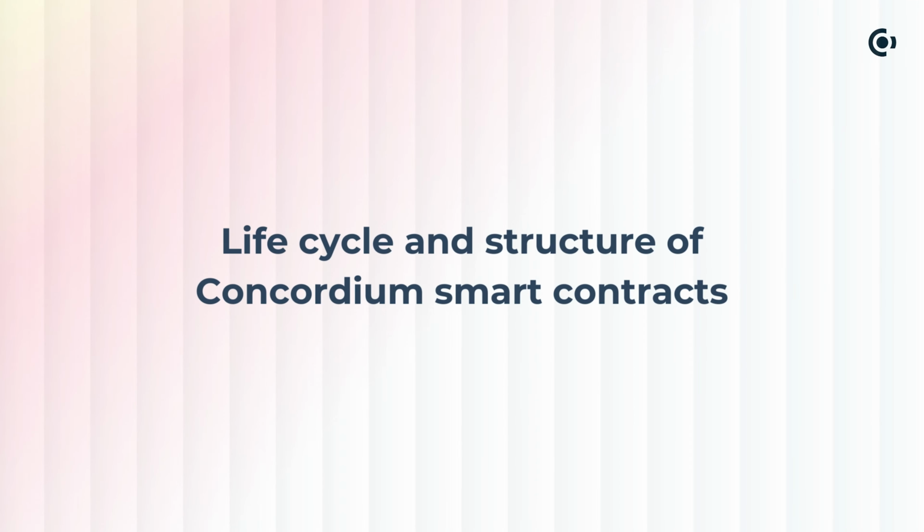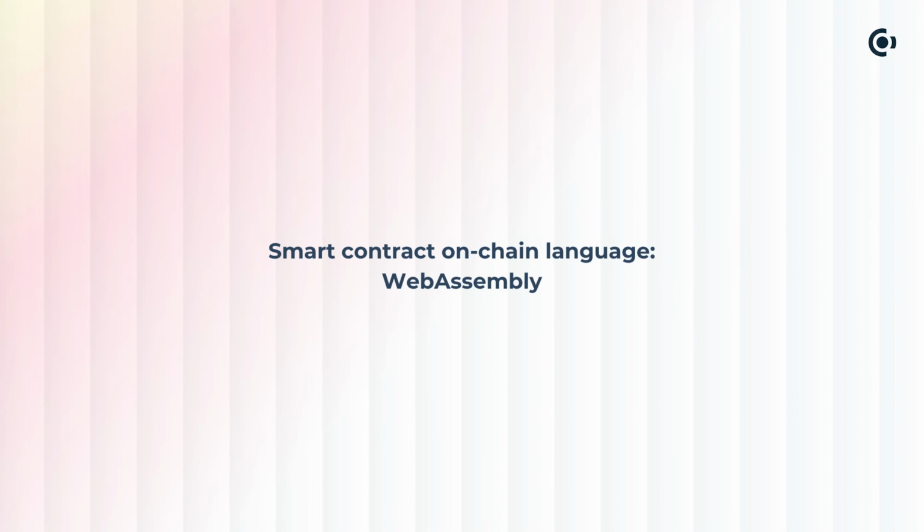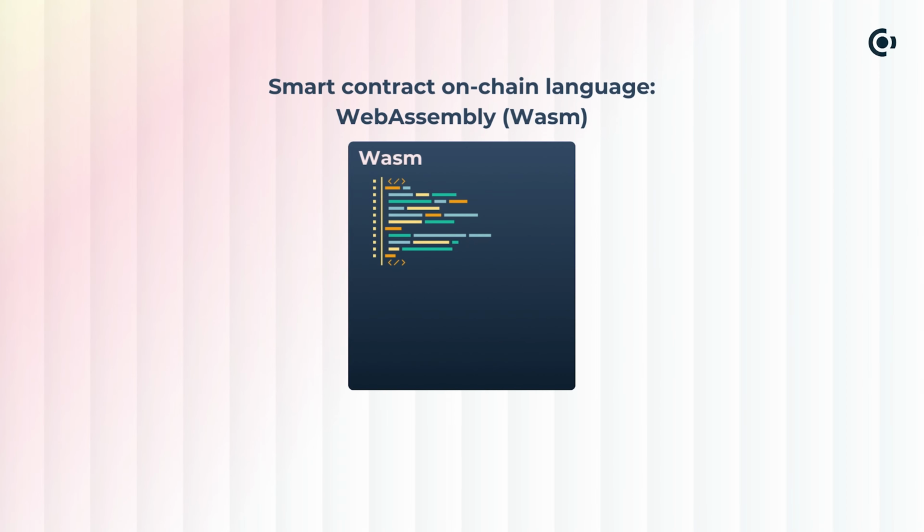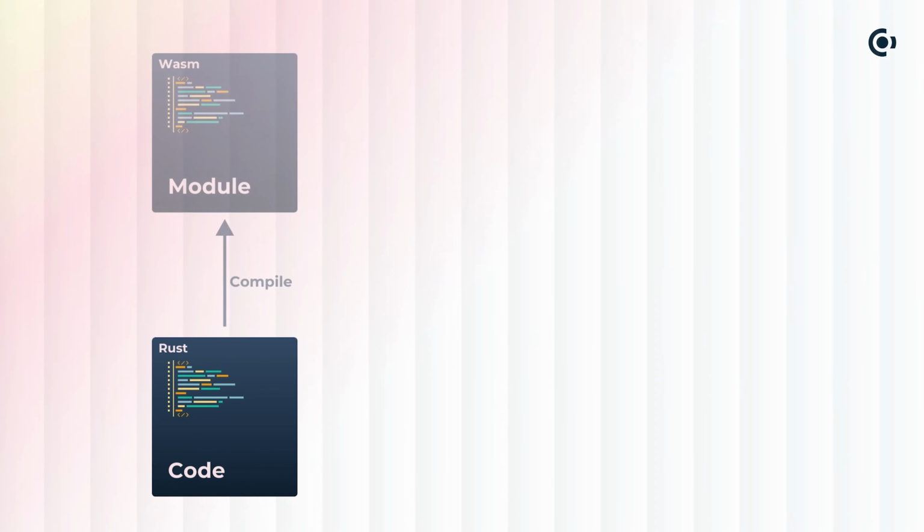Hey everyone, in this video we'll learn about the lifecycle and structure of Concordium smart contracts. Let's get started. The on-chain language for Concordium smart contracts is WebAssembly, Wasm for short. You typically write your smart contract in the Rust programming language and compile it into a Wasm module.